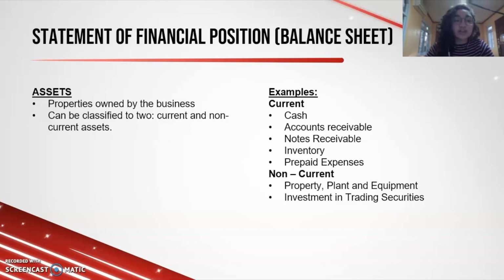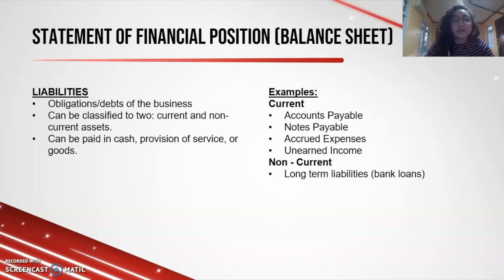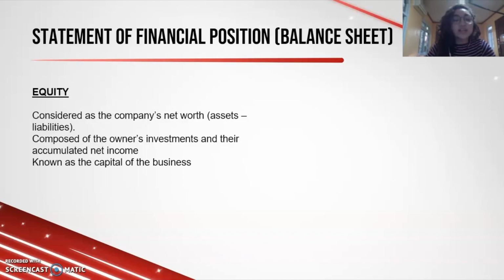Liabilities are obligations or debts of the business. Examples of current liabilities are accounts payable, notes payable, accrued expenses, and unearned income. Examples of non-current liabilities are long-term liabilities such as bank loans. So last is equity. It is considered as the company's net worth. We can take this by subtracting liabilities from the assets. It is composed of the owner's investments and their accumulated net income, and it is known as the capital of the business.